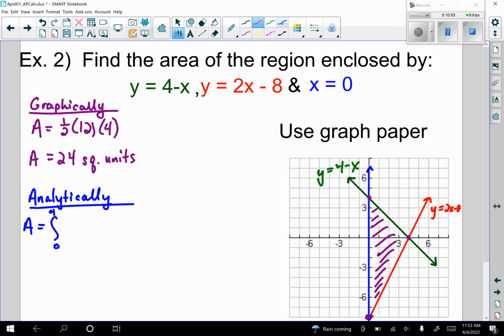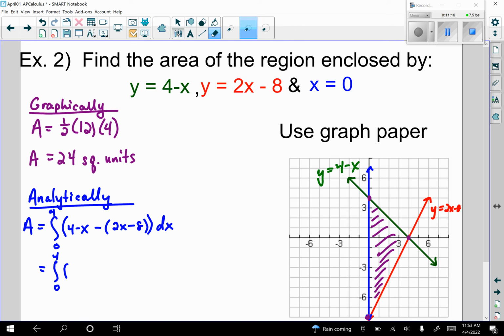So our upper curve through the whole thing starts with the 4 minus x minus the 2x minus 8. So that's our f of x minus our g of x. We definitely want to combine our like terms here. Actually, let's just combine all the like terms. Let's start with the numbers. We have a 4 minus a -8, so we'll get 12 minus 3x as the simplified version.